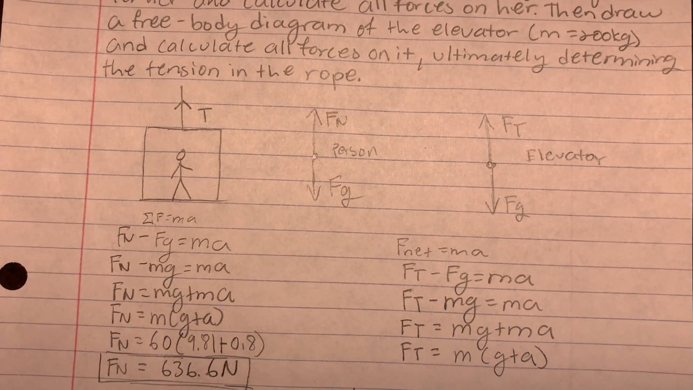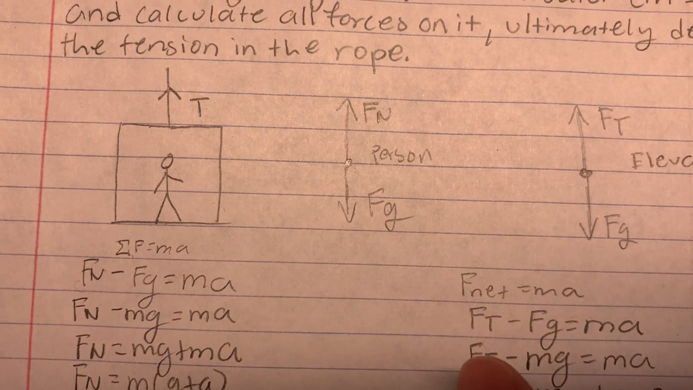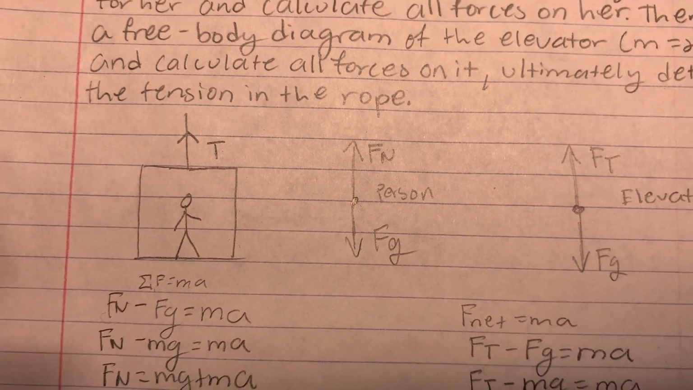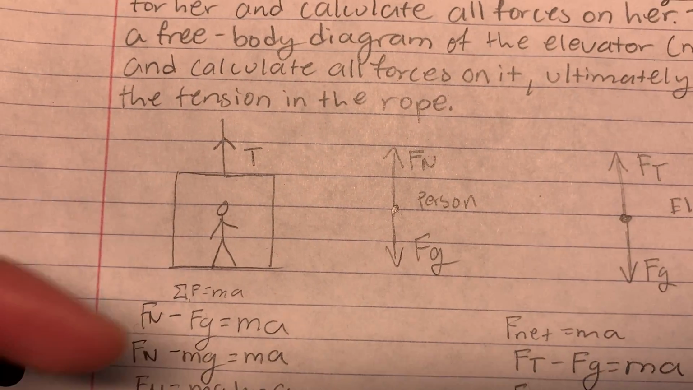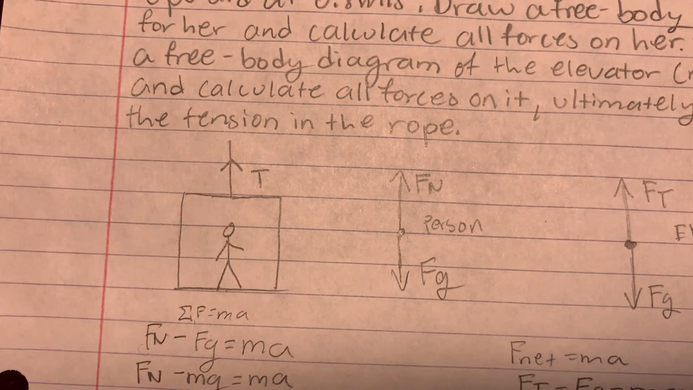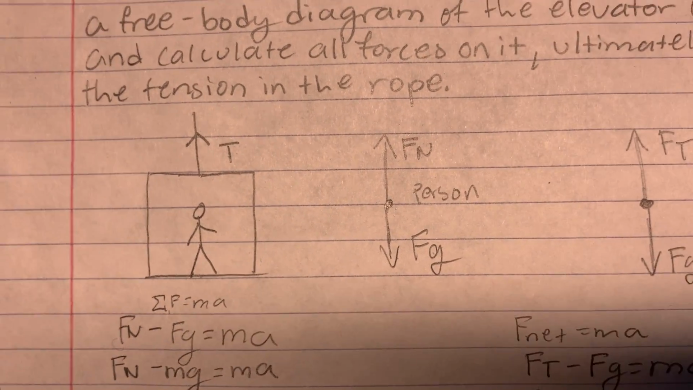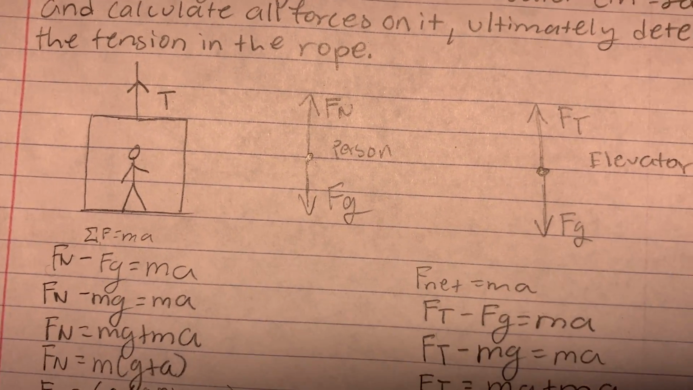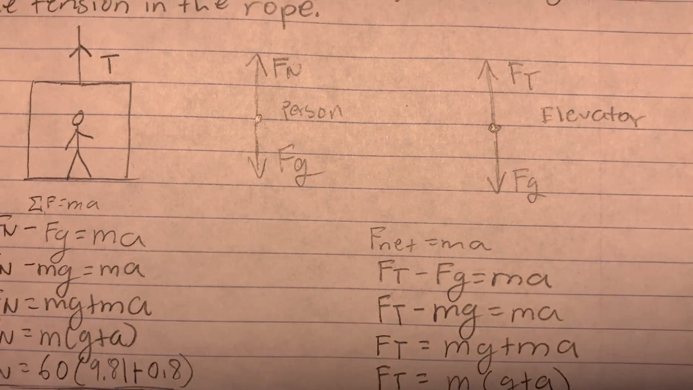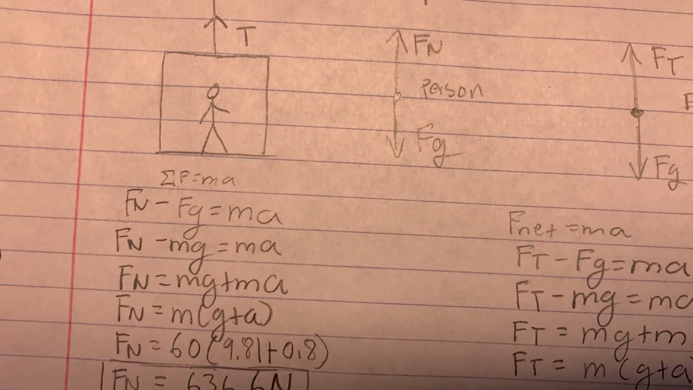Okay, so for the person, the free body diagram is just the force of gravity downward and the normal force upward. The normal force is from the bottom of the elevator going up, and the force of gravity is because of the weight of the person pushing onto the floor of the elevator. So those are the two forces for the person. Let's calculate the forces on the person before we go on to the free body diagram of the elevator. So we know it's the normal force and the force of gravity.